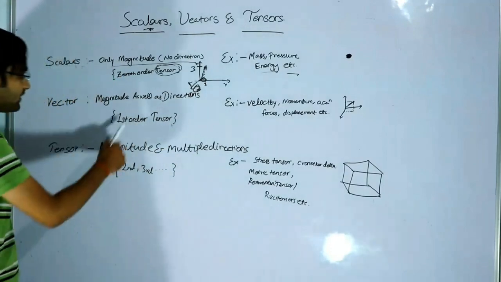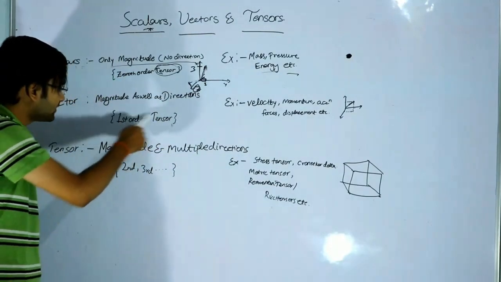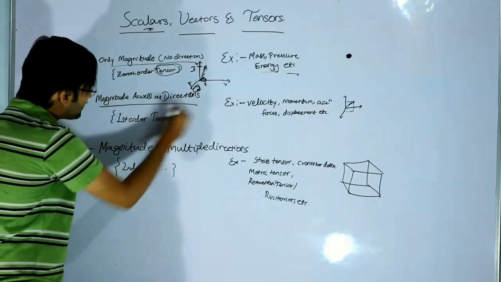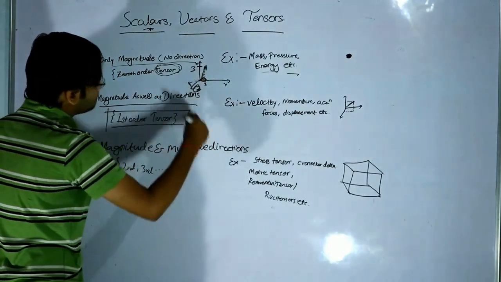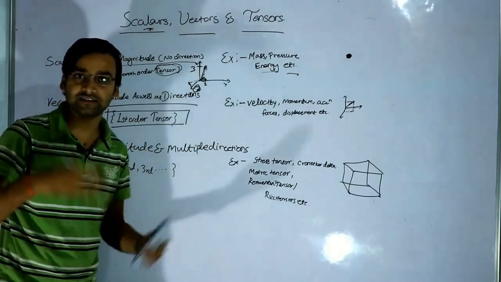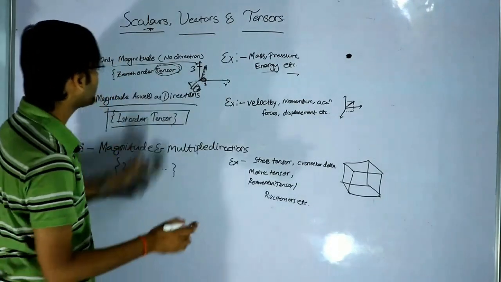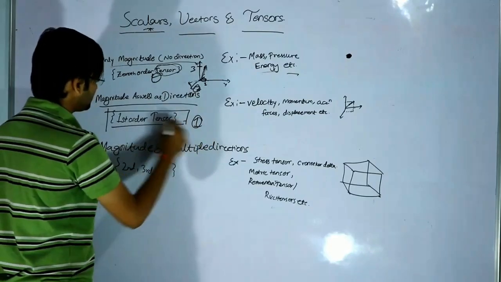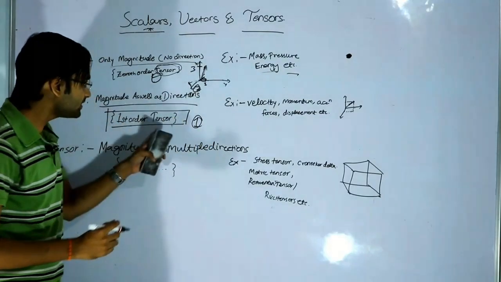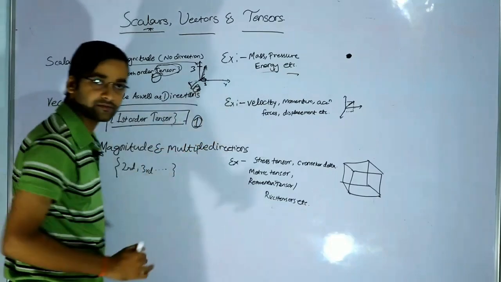A vector quantity is known as the first order tensor. Any vector quantity is known as the first order tensor because it has a single direction. If it has no direction, that is known as the zeroth order tensor. If it has one direction, that is known as the first order tensor. An example is velocity.